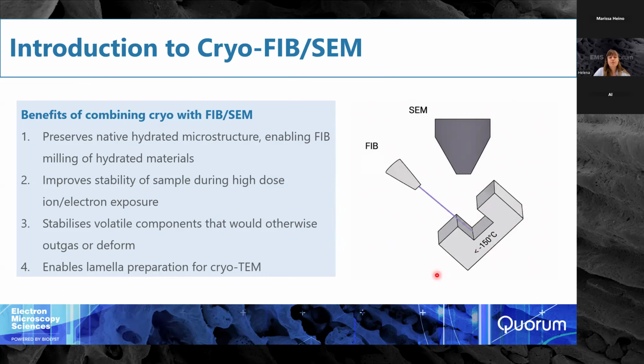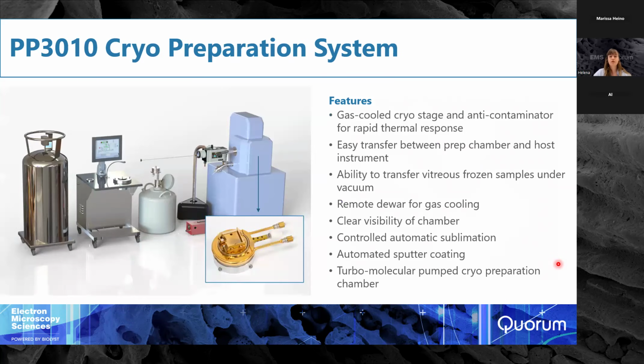Cryo also helps to improve stability during high-dose ion electron exposure. It can also help to stabilize components that otherwise might outgas or deform. And finally, it allows us to do lamella preparation for cryo-TEM. So we can have a full process where we have a frozen sample, and we can go from cryo-FIB-SEM all the way into cryo-TEM. So what would that process actually look like?